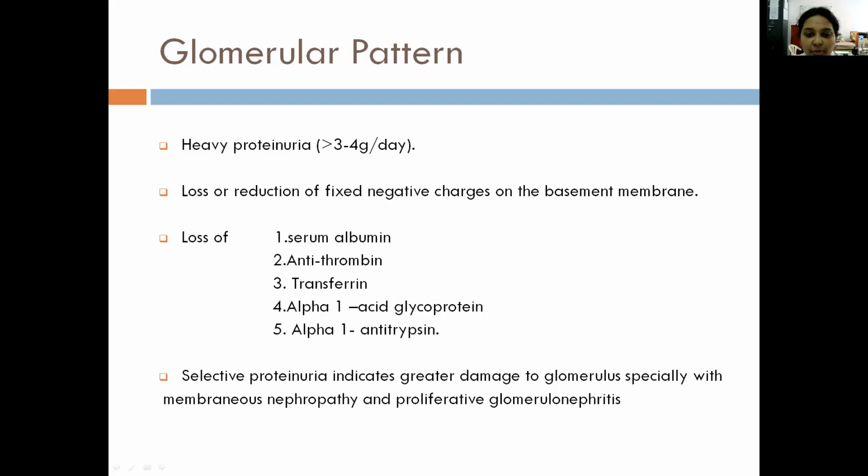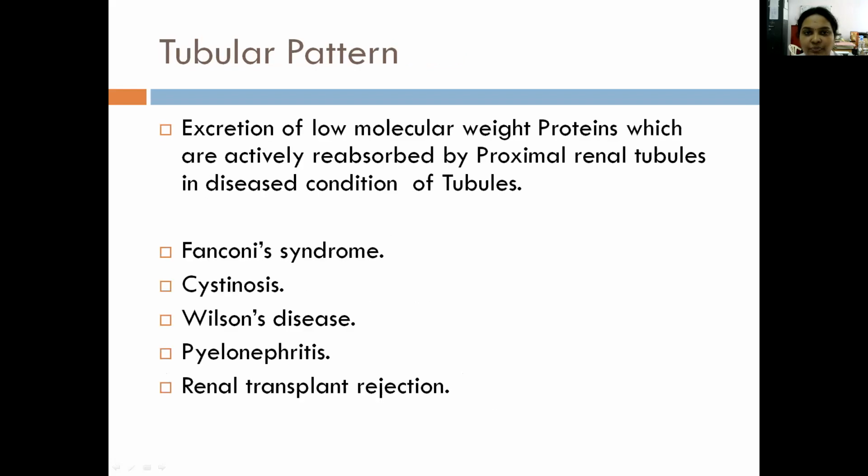So loss of serum albumin, antithrombin, transferrin, alpha-1 acid glycoprotein, and alpha-1 antitrypsin will occur. Selective proteinuria generally indicates greater damage to the glomerulus, especially with membranous nephropathy and proliferative glomerulonephritis. In the tubular pattern, low molecular weight proteins, which are generally reabsorbed by the proximal renal tubules, will be excreted in diseased conditions of the tubules. Those include Fanconi syndrome, cystinosis, Wilson's disease, pyelonephritis, and renal transplant rejection.